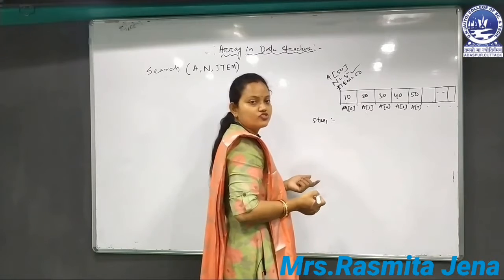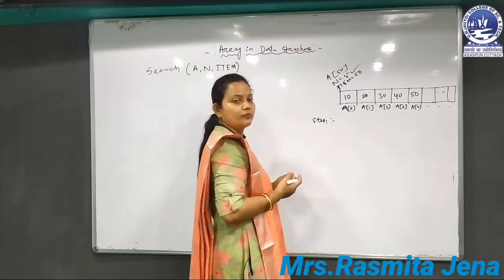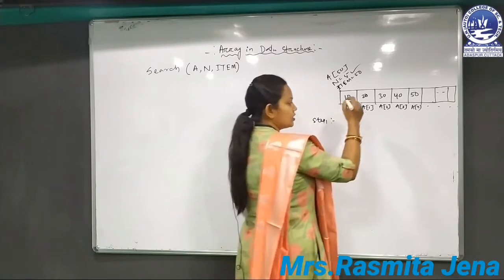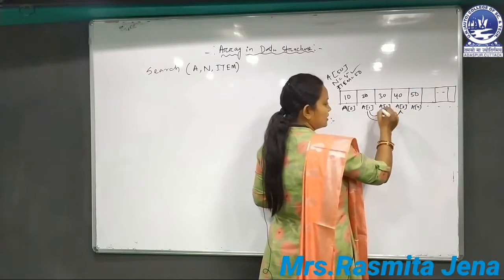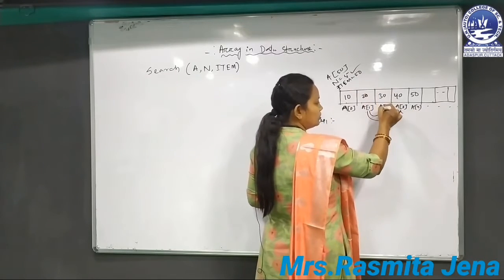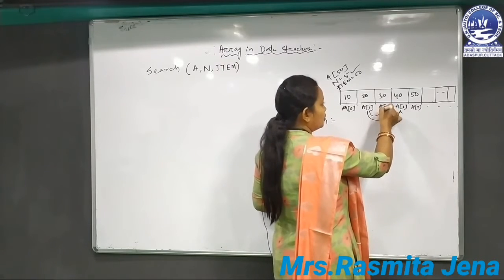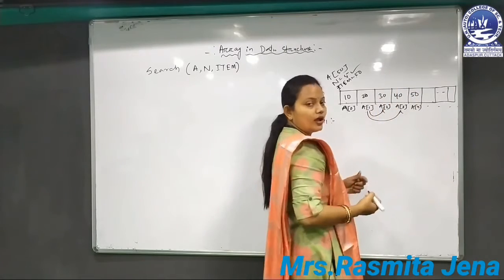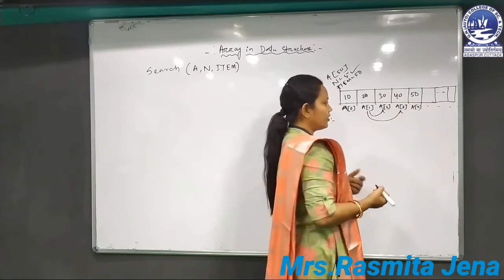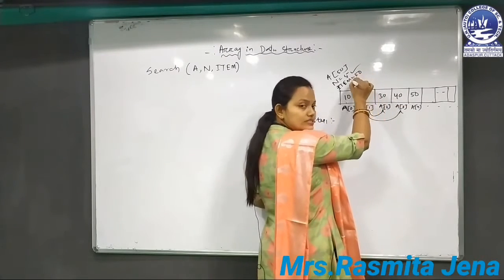If it matches, then we will return. If not, then we will again increment the counter variable. So like this we will proceed and check all the elements, that is, the item is compared with all the array index locations. Again A of 2 will be matched, and if this does not match, then again we increment the counter variable value, then again match A of 3 with the item variable.